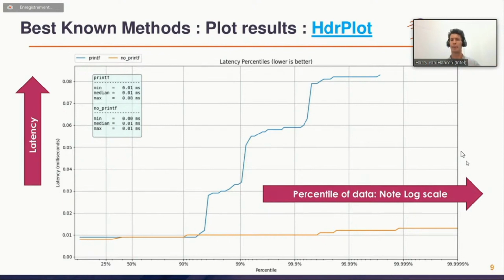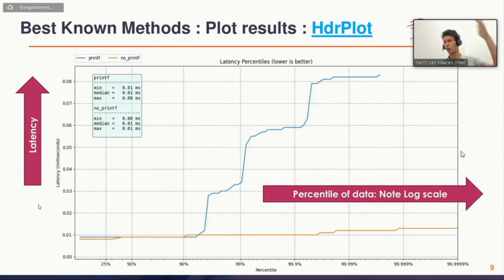On the x-axis, we have the percentile of the data point. Note it's a log scale. So 25% is here, 50% is still way on the left-hand side where we would expect it to be in the middle, right? So this log scale is vitally important. And it goes all the way up to 6 nines. On the y-axis, you have latency. I think latency on the y-axis makes a lot of sense because latency goes up and it literally moves up in the graph as well.